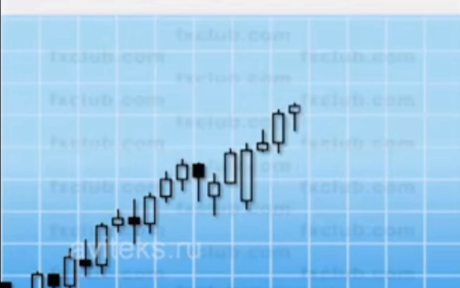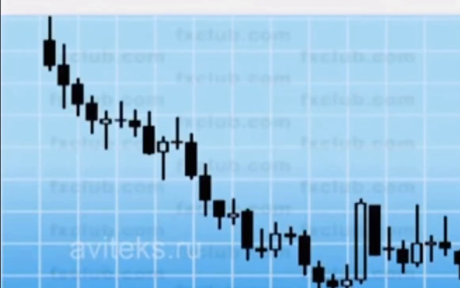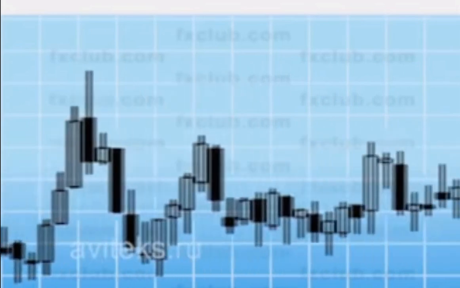Take a look at the candlestick chart. With an uptrend, the chart brightens, and with a downtrend, the chart on the contrary darkens. When price is in a range, it flashes before our very eyes. We'll return to trends later.